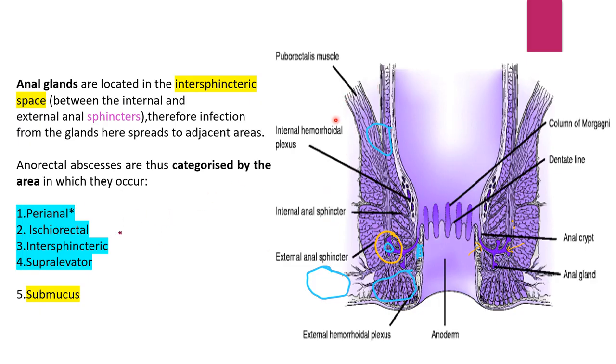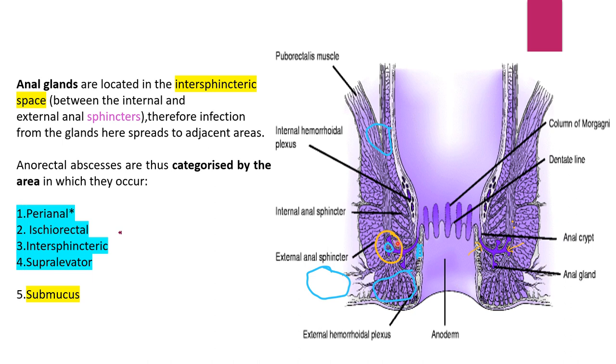Okay, this slide shows you the origin of the perianal abscess, which starts in the intersphincteric space here. Okay, so these are the anal glands. Their ducts empty into the crypts, which collect at the base of these columns, from where the secretions are secreted into this anal canal for the lubrication and easy passage of stools.